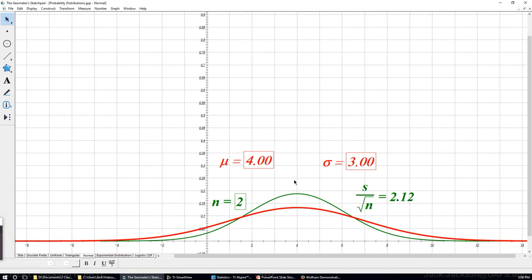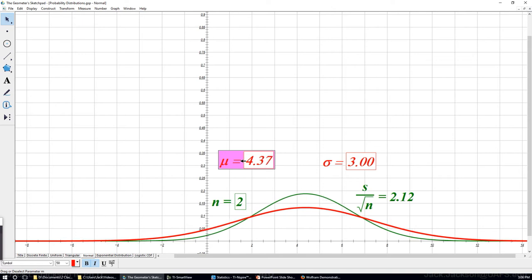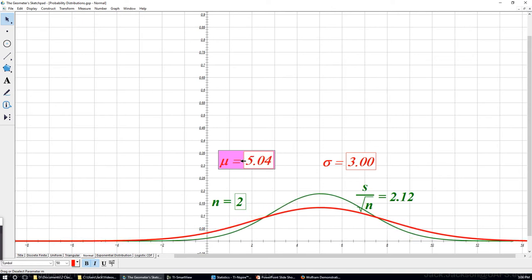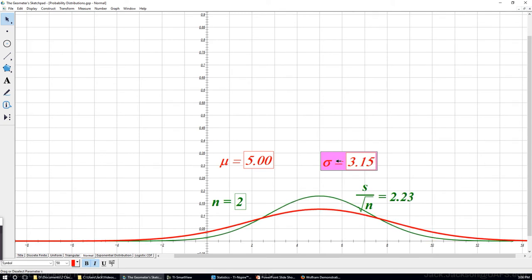Here we have a couple of normal distributions graphed. The first one, I can control with these parameters here. For example, I can shift it up a little bit, say to 5. And I can change the standard deviation of the original distribution. Let's say if I go back to 3. So mean of 5, standard deviation of 3, that's the red graph.